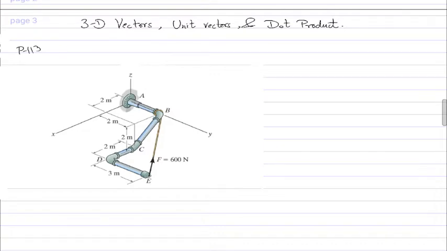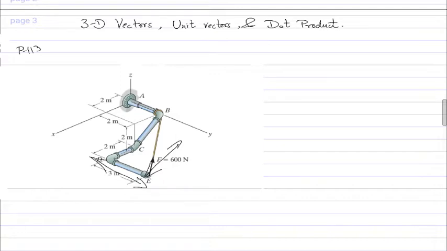So the problem asks us to find the component of the force F, which is the 600 newtons, along the line DE, which is this pipe around here, and perpendicular to DE. So any line perpendicular. It's really difficult to show this on the 2D plane. Basically, showing 3D plots on the 2D plane is really difficult.